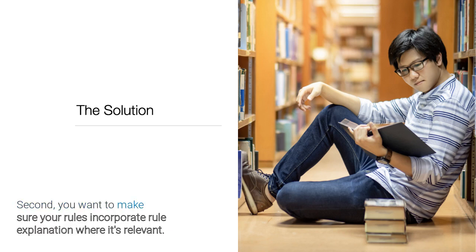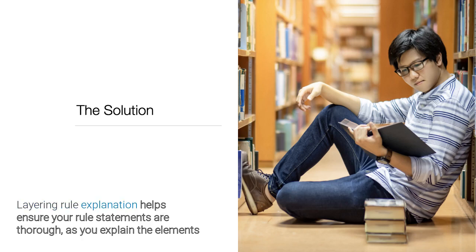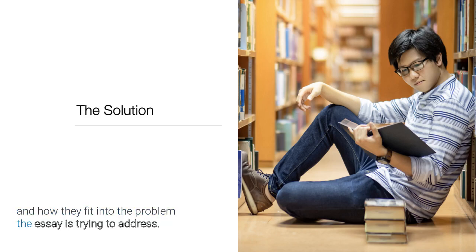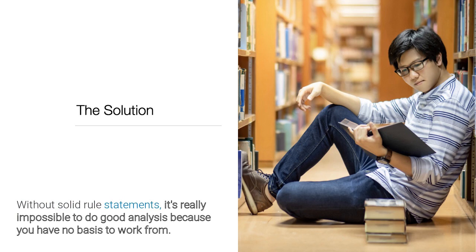Second, you want to make sure your rules incorporate rule explanation where it's relevant. Rule statements must be accurate, but also thorough. Layering rule explanation helps ensure your rule statements are thorough as you explain the elements and how they fit into the problem the essay is trying to address. Furthermore, this has the downstream effect of helping to bolster your analysis. Without solid rule statements, it's really impossible to do good analysis because you have no basis to work from.